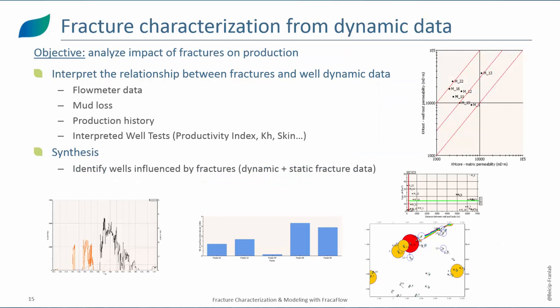Lastly, dynamic data, if you have such data available in your study, can be used to analyze the impact of fracture on the production. So dynamic data such as PLT, well test results, mud loss, matrix permeability logs, perforations, or production history. The idea is to understand the behavior of the fractures and their impact in terms of production. So you could also analyze the influence of the zone of fault, or check which wells are displaying early or late breakthrough, which is an indicator of the fracture influence.